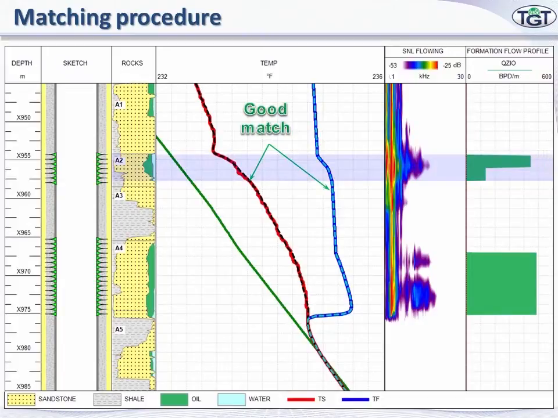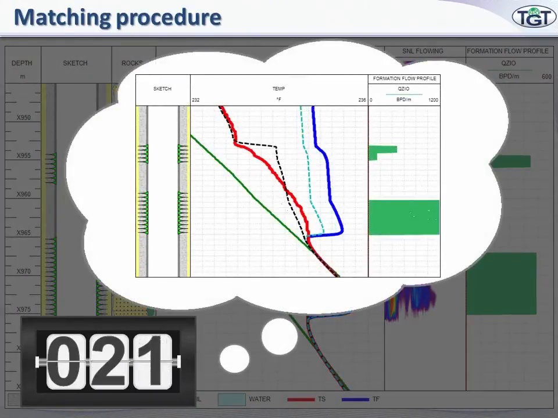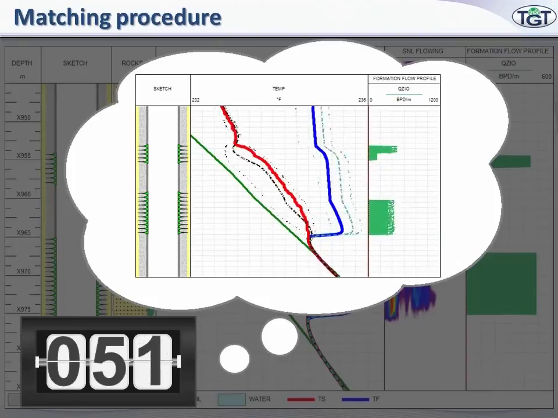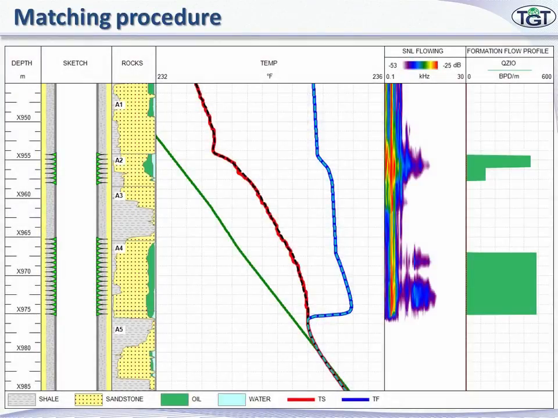Finally, we get the split of 20% at the top and 80% at the bottom. In real practice, it takes about 50-60 iterations to complete the matching procedure. We have technology which would be able to evaluate the fluid that comes from the reservoir across.